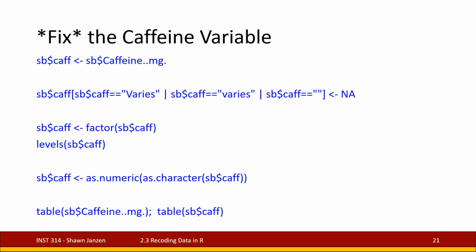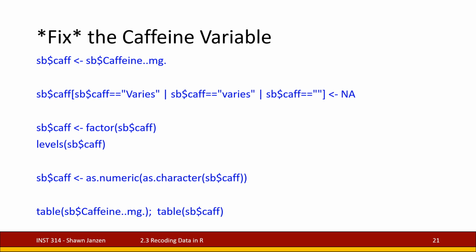So there are several methods and strategies that we can use to fix this. I'm going to be showing you one way we can do it, and it's sort of a step-by-step process. Now remember before I said don't recode into the same variable, make it something new. So I'm taking the original variable caffeine milligram and I'm just calling it a new variable called caf.